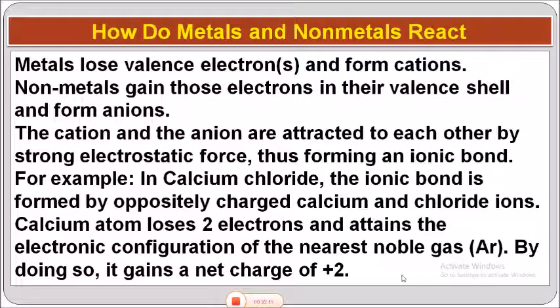Now the question is, how do metal and non-metal react? So metal loses valence electrons and forms a cation, and non-metal gains those electrons in its valence shell and forms an anion. This is the first step. The cation and anion are attracted to each other by strong electrostatic force, thus forming an ionic bond. For example, in calcium chloride, the ionic bond is formed by the positively charged calcium and chloride ion. The calcium atom loses 2 electrons and attains the electronic configuration of the nearest noble gas, argon, and by doing so it gains a net charge of plus 2. This is the process of how metals and non-metals react.